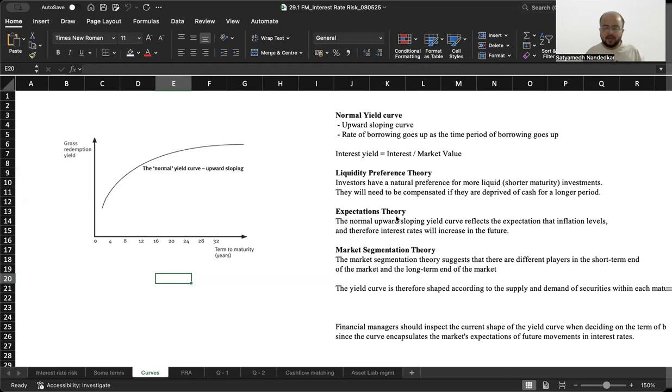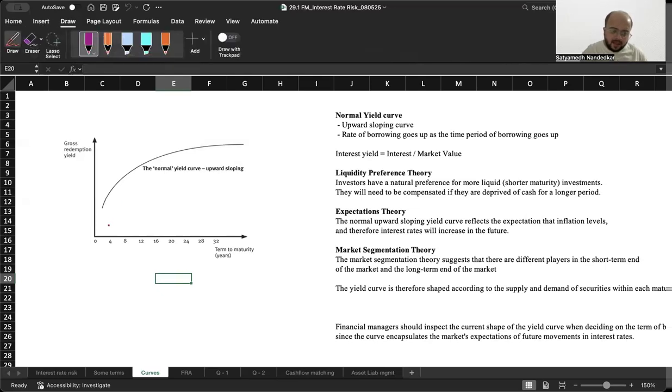Now, what is this yield curve? This yield curve basically has the term to maturity on the x-axis and the gross redemption yield, or the interest yield, on the y-axis. If you observe, as the term to maturity is going ahead, we also see that the gross redemption yield is increasing. But if you observe carefully, this isn't a straight line. It's an upward sloping curve. It's not a straight line, which means there isn't a strict linear relationship between the term to maturity and the gross redemption yield. But yes, as the term to maturity increases, so does the gross redemption yield.